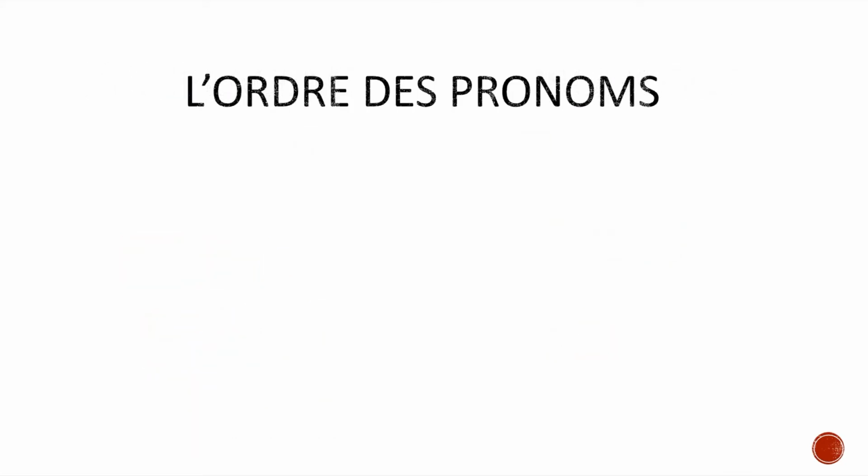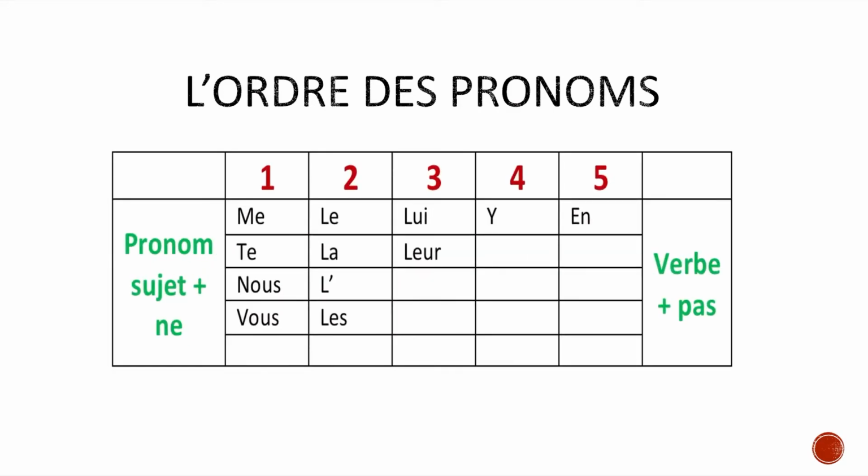After, you should check l'ordre if you have many pronouns. Use this table, it will help you. Always put your pronoun subject first, after ne and pas if the sentence is negative, and between ne and pas, put the pronouns following this order. Me, te, nous, vous are first. After, you can put le, la, l' and les. After, you can put lui or leur. After, you put y, and the last position is for the pronoun en.